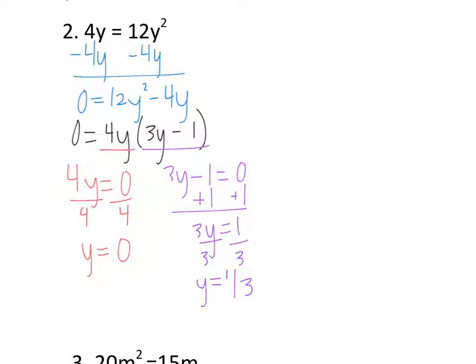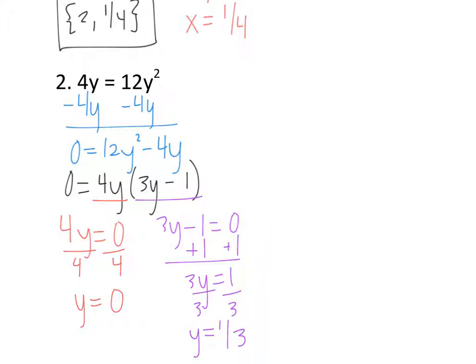And again, if I want to make sure that this will work out, I'll plug my answers back in and make sure that I get the right answer. So let's go ahead and plug in 0. Well, 4 times 0 is 0, and 0 squared is 0, times 12 is 0. So does 0 equal 0? Yes, so that one works. That's usually a pretty easy one to always plug back in when you're trying to check your math answer.